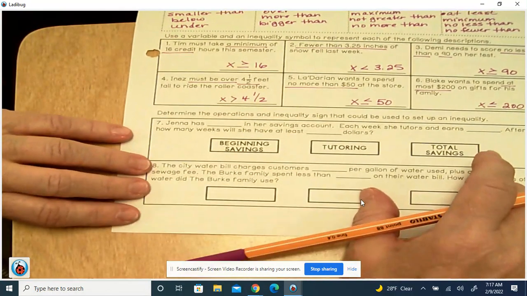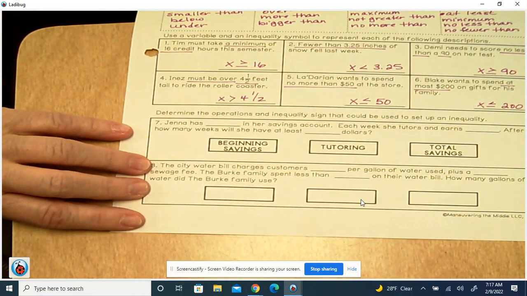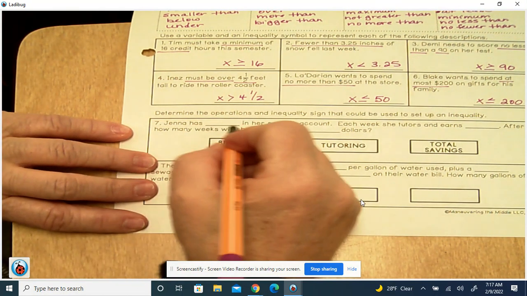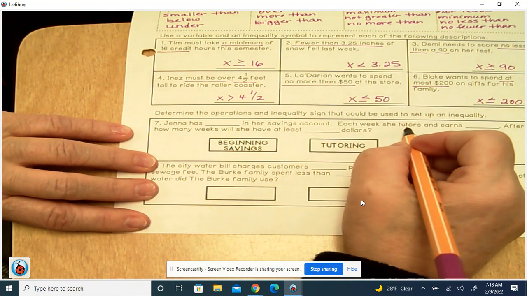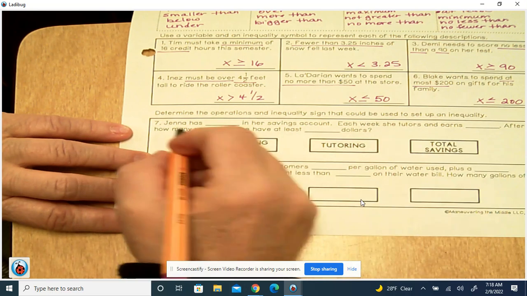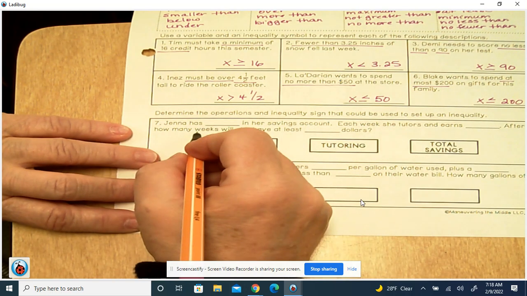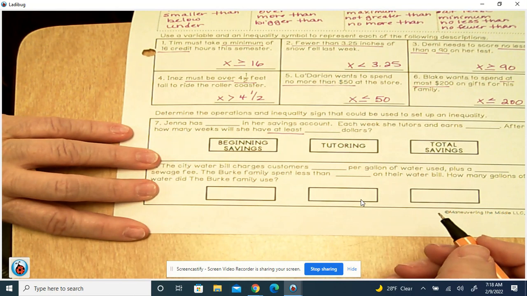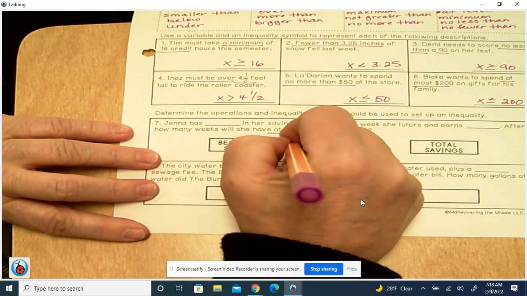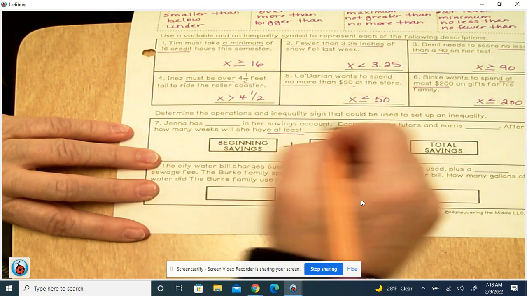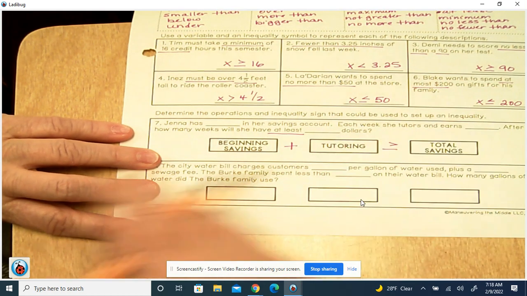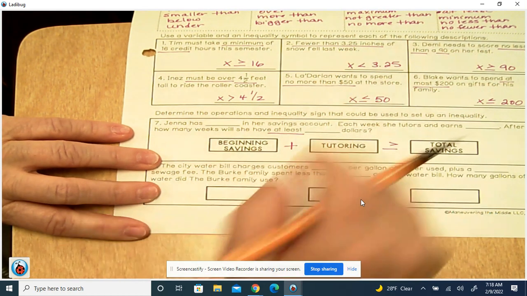All right, here we're going to determine the operation and inequality sign that could be used to set up the inequality. Jenna has blank in her savings account. Each week she tutors and earns blank. After how many weeks will she have at least blank dollars? So if we add these two together, she had it in savings and then she had some, and then at least is greater than or equal to up here.